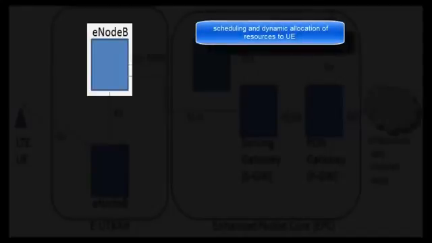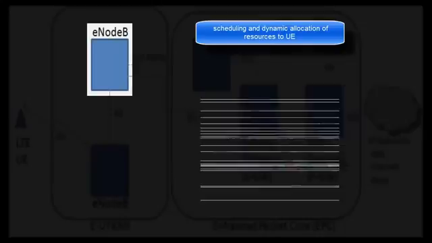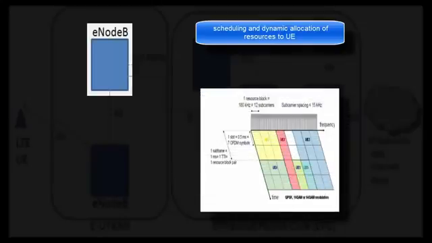First, scheduling and dynamic allocation of resources to UEs in both uplink and downlink direction. Let's understand it. eNode B does it by scheduling and allocating the resources to UEs at every 1 millisecond TTI. So eNode B runs its scheduling algorithm after every 1 millisecond, and based on channel or radio conditions, it allocates air interface resources to the UEs that are connected to this eNode B.